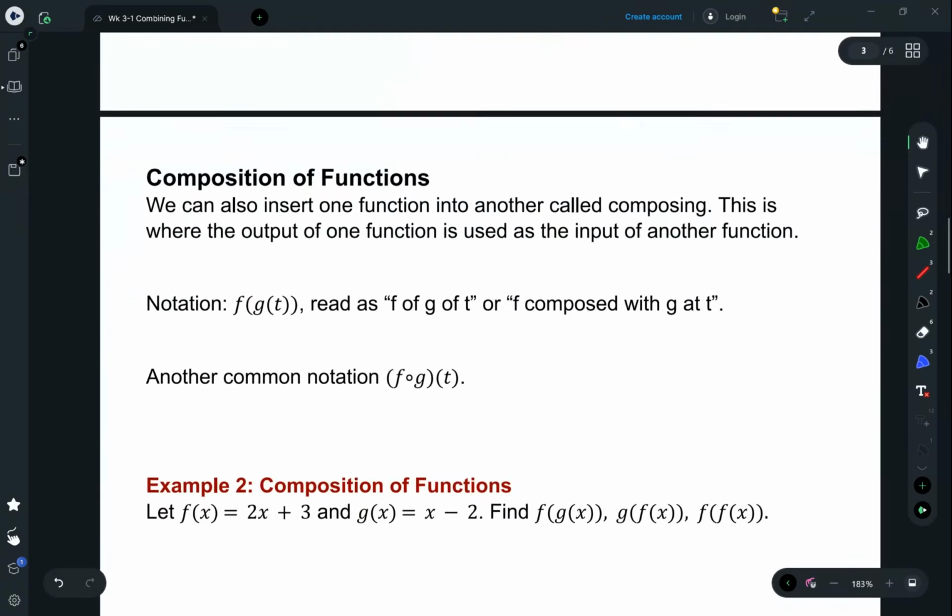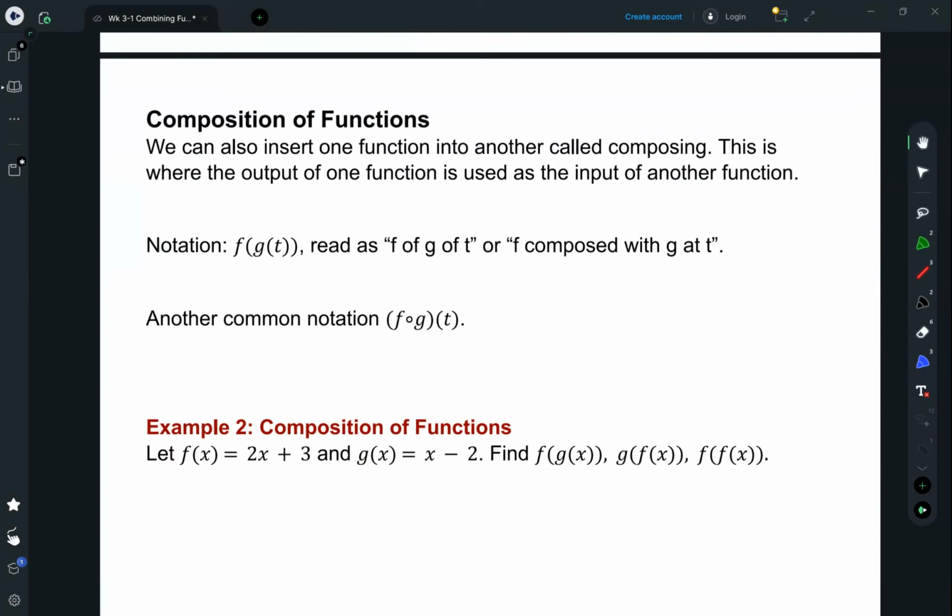Let's talk about another way we can combine functions, and that's using composition. So when we insert one function as the input into another function, we call that composition. There are two notations we use for that. There's f of g of t, or we also use f circle g of t with this little circle. Those both mean exactly the same thing. So f circle g of t is read f of g of t. So those two mean the same thing, and you'll be expected to know both of those notations.